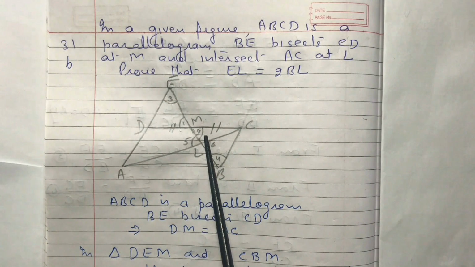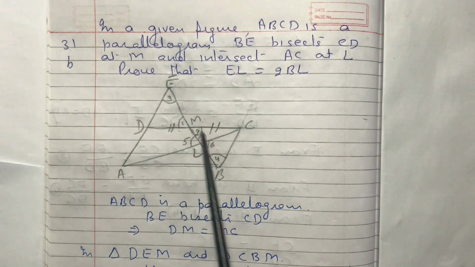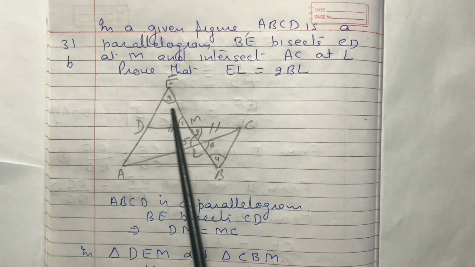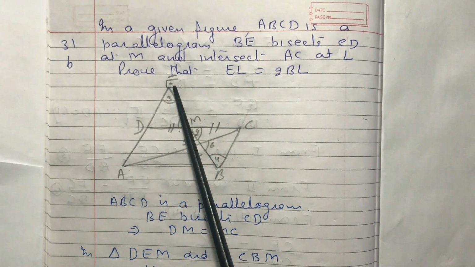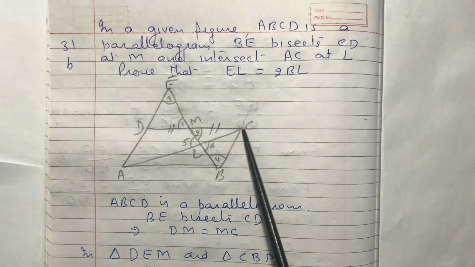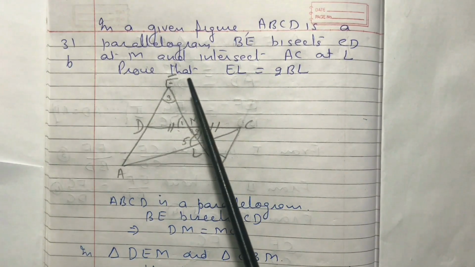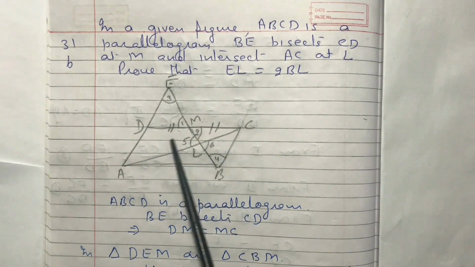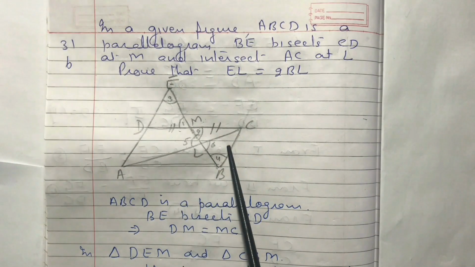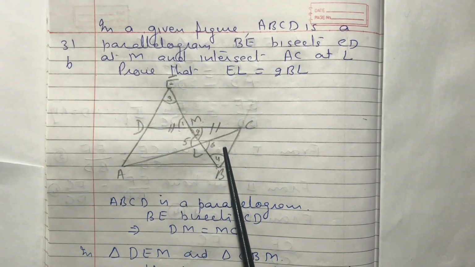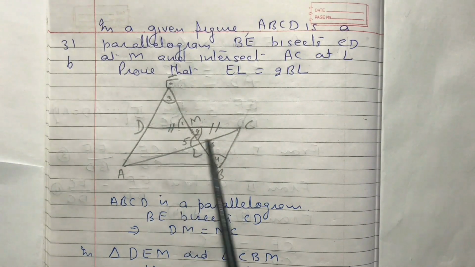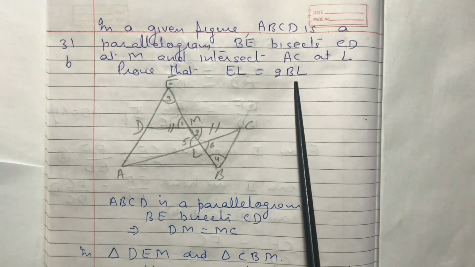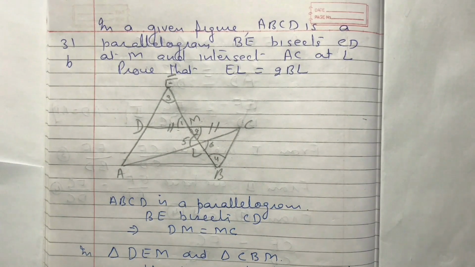Angle 1 is equal to angle 2, vertically opposite angles. Angle 3 is equal to angle 4, alternate angles are equal. So by AAS we will have these two triangles congruent. And then by CPCT you will get ED is equal to BC. After that we will prove ELA and BLC are similar triangles. After proving similar triangles, their sides are proportional, and then we will be able to prove EL is equal to 2BL. This is what I am going to do here.